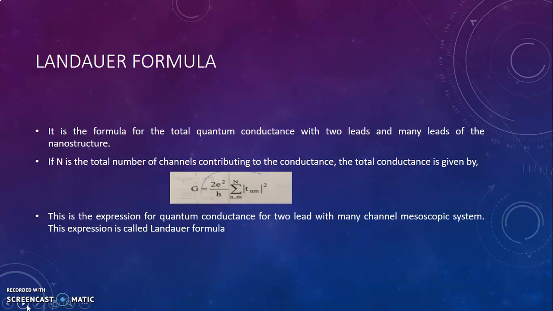Capital N is the total number of channels. What is e²/h? That is of a single channel, where e is 1.6 × 10^-19 and h is 6.6 × 10^-34. So that will be the value of conductance in each channel. This is the expression for the quantum conductance for a two-lead, many-channel mesoscopic system. For many channels, this is of a single one and this is of the total. This expression is called the Landau formula.